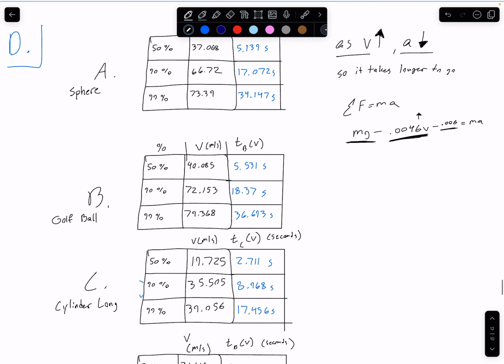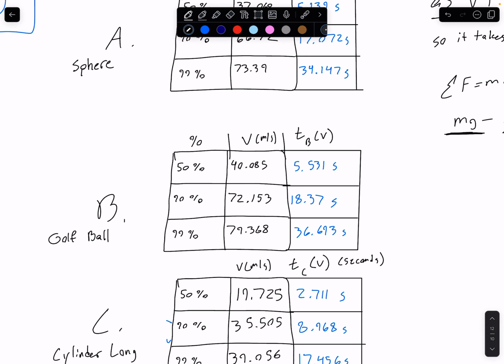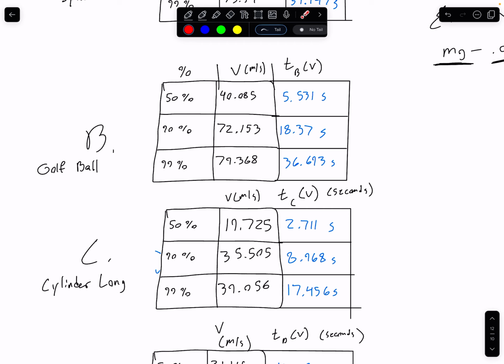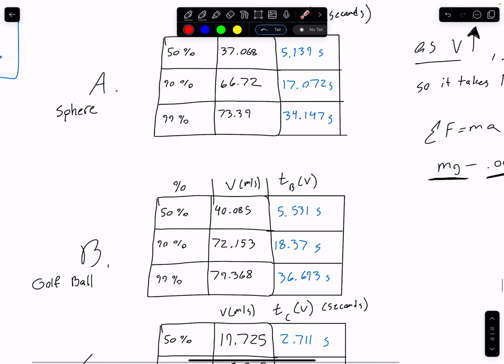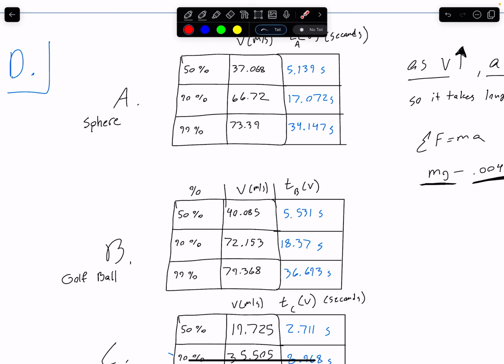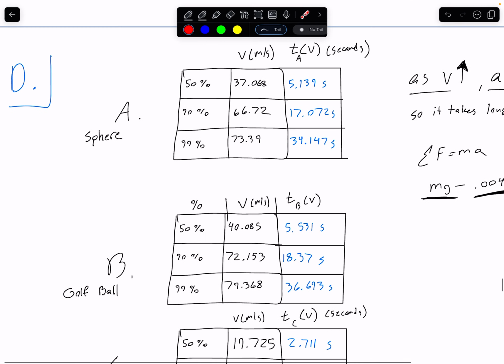And so it's the same thing here for the golf ball. To reach 50% of its terminal velocity, it takes 5.531 seconds. 90%, 18.37 seconds, and then 99% takes 36.693 seconds. So these objects are fairly similar. Their force equations were fairly similar shapes, so I'd expect to see the same characteristics, and you do see that. It takes about double, and a little more than 3 times that.